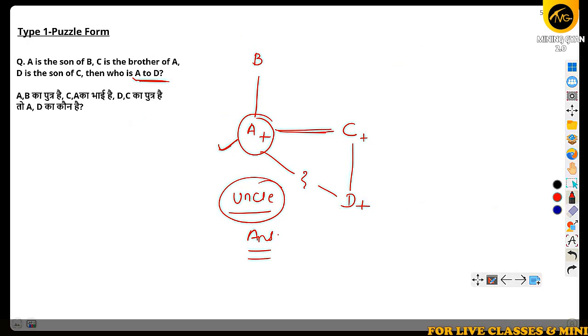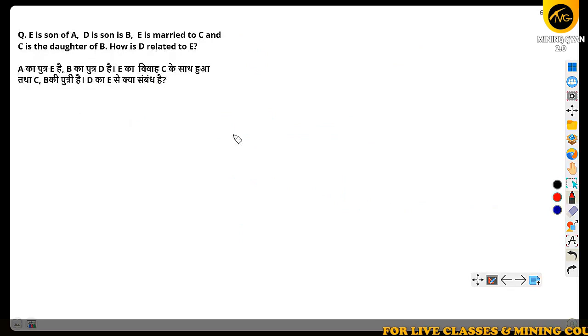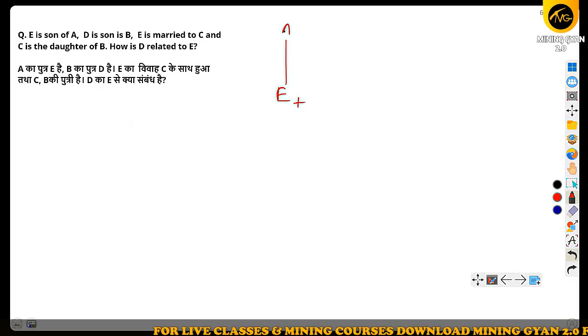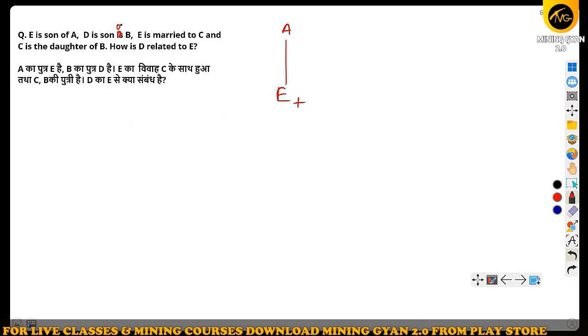Now the next one is E is son of A. So A is lower generation, son, so it will be a positive sign. And E is son of A. A will be father of E. It's not clearly mentioned whether A is the son or father or mother, so just leave the signs. Now D is son of B.